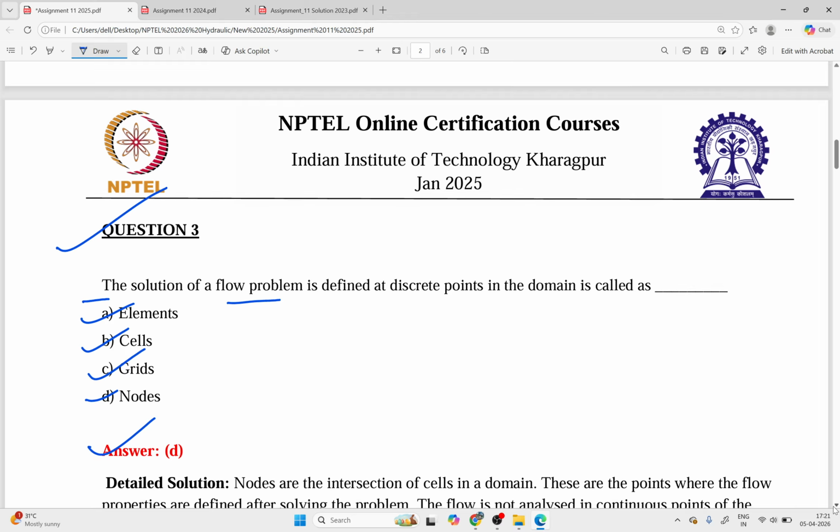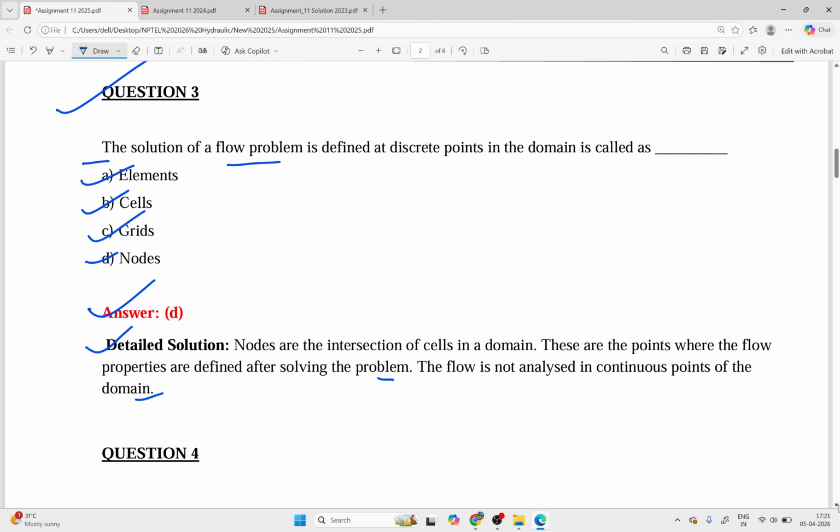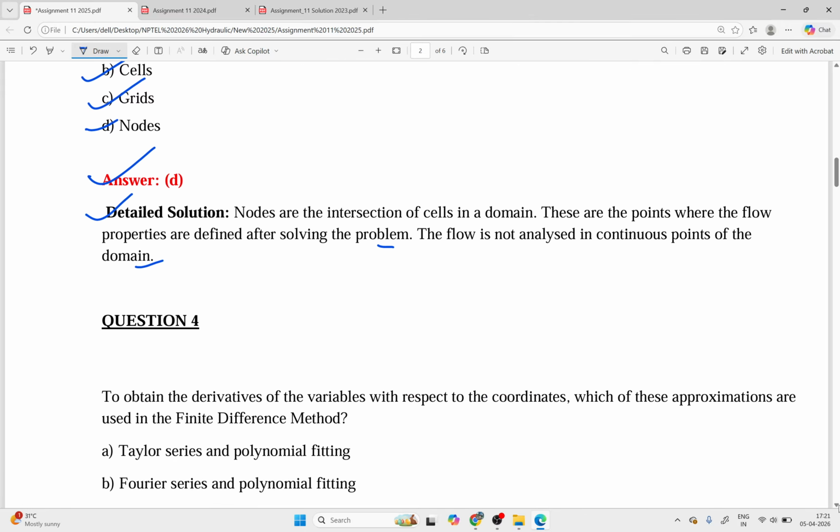So remember always. Let me read the detailed solution. The nodes are the intersections of cells in the domain, and these are the points where the flow properties are defined after solving the problem. The flow is not analyzed at continuous points of the domain. Whatever I explained earlier in the first question is similar. So now let us move on to the next one.